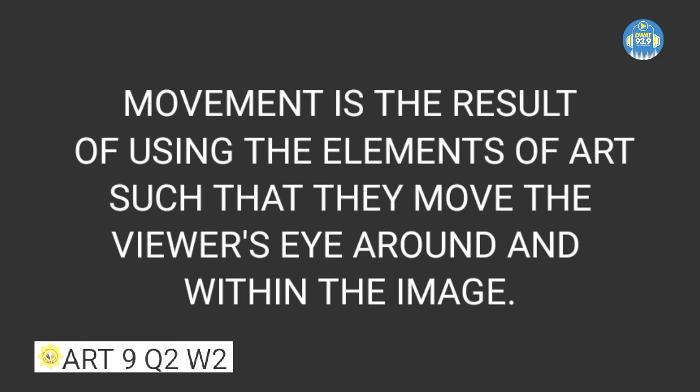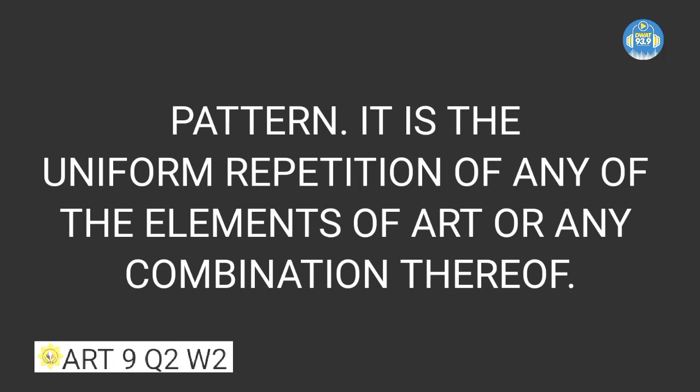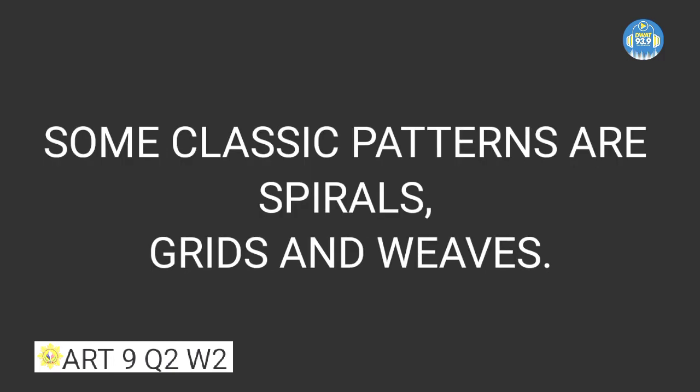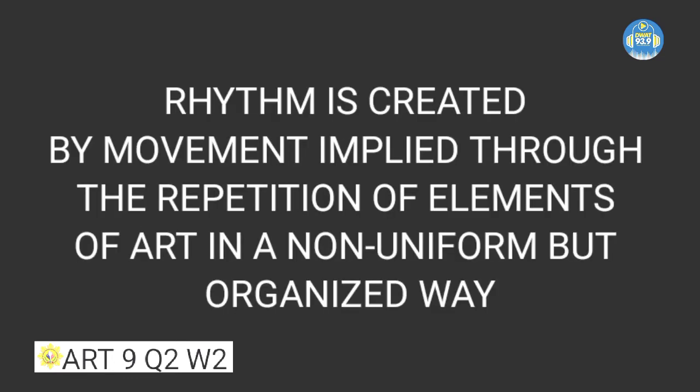Movement. The result of using elements of art such that they move the viewer's eye around and within the image. Pattern. It is the uniform repetition of any of the elements of art or any combination thereof. Some classical patterns are spirals, grids, and weaves. Rhythm. Rhythm is created by movement implied through the repetition of elements of art in a non-uniform but organized way.